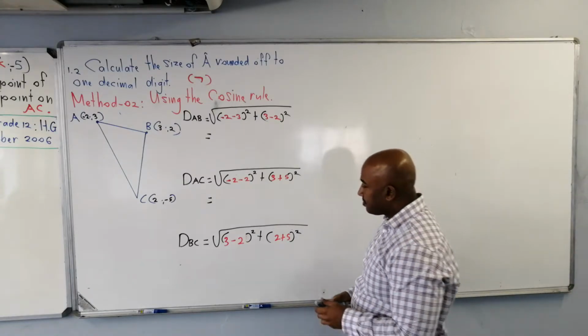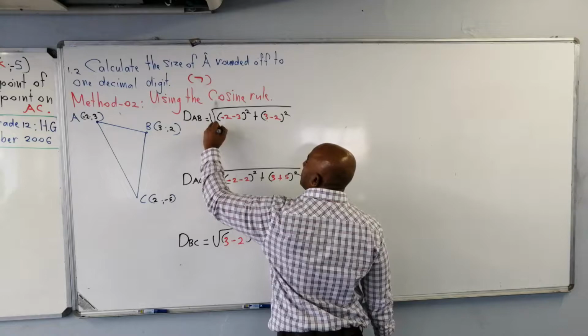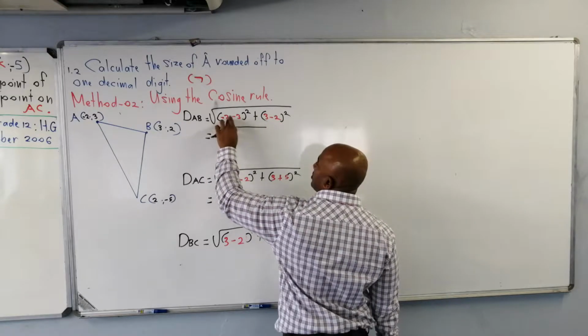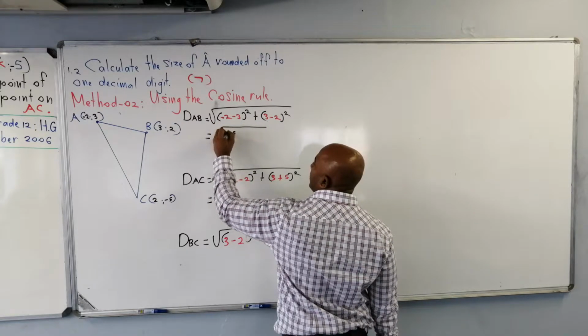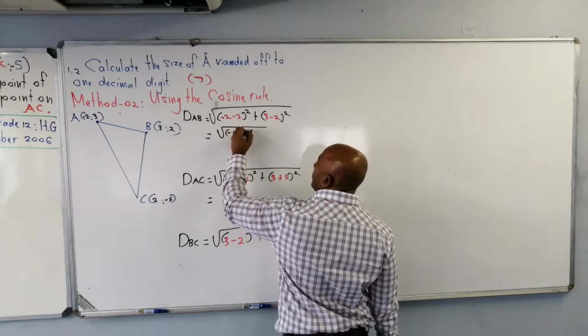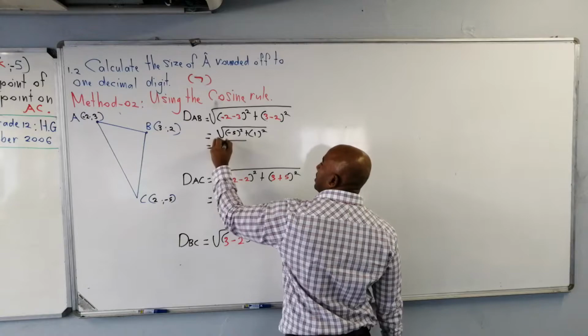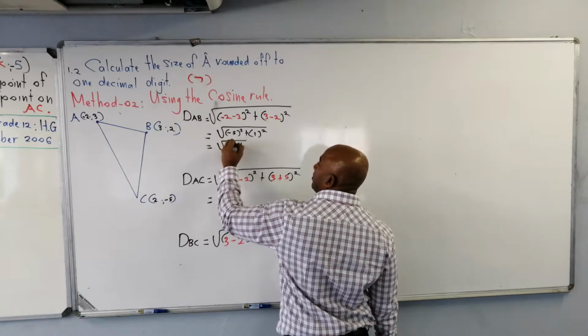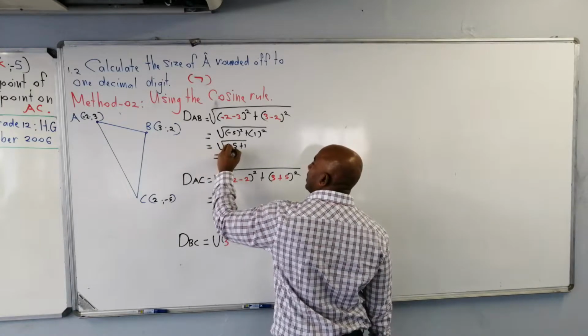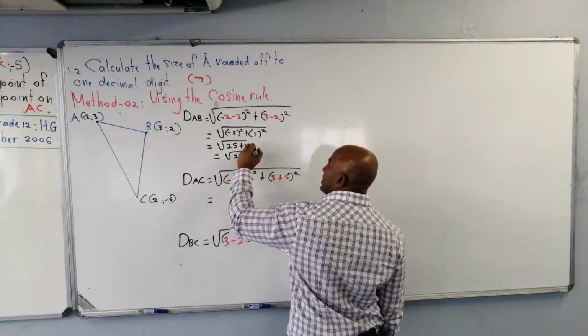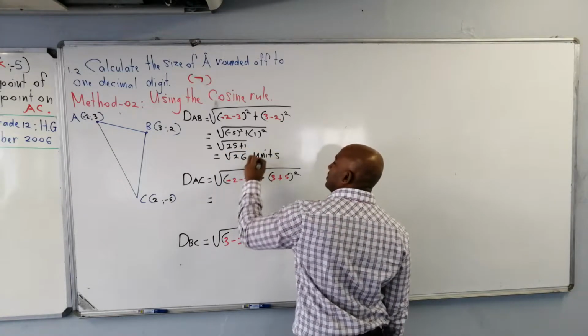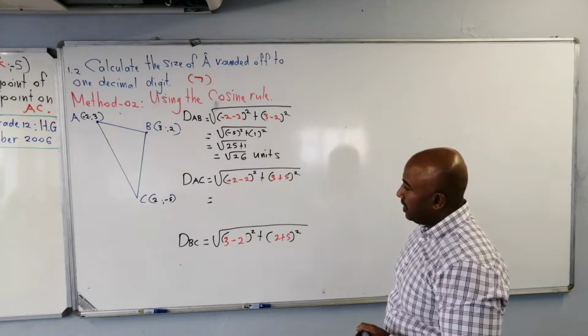Right, so now we have the square root of minus 2 minus 3 is minus 5 all squared. 3 minus 2 is 1 there. So we get 25 plus 1. We get the square root of 26 units. That is the distance from A to B.